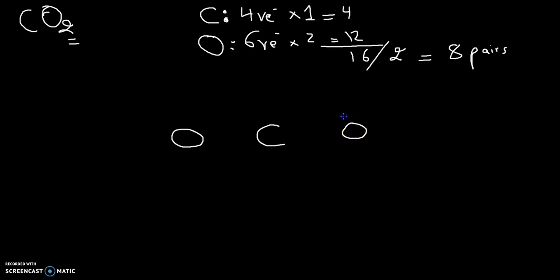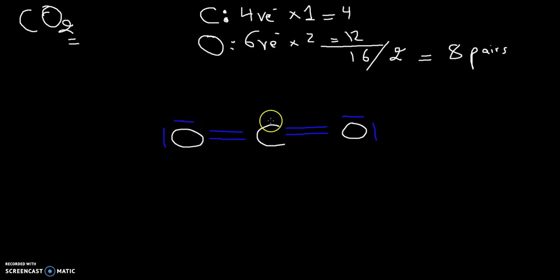How can we do this? So this is 1, this is 2, 3, 4. I'll put a bond here. Now what does this carbon need to have 8 valence electrons? It needs another bond. So this is the carbon atom having 8 valence electrons, and the oxygen also has 8.